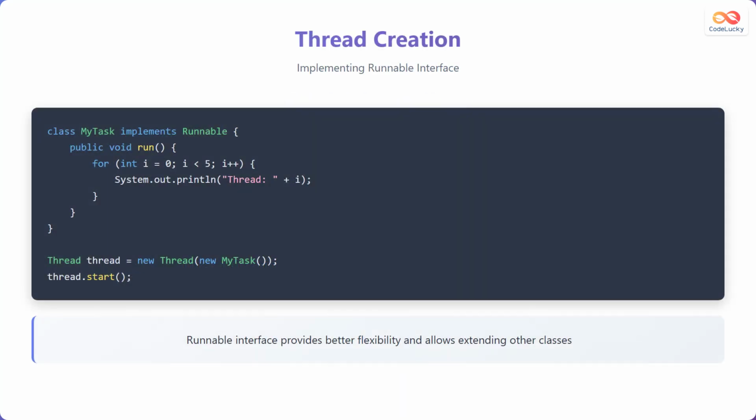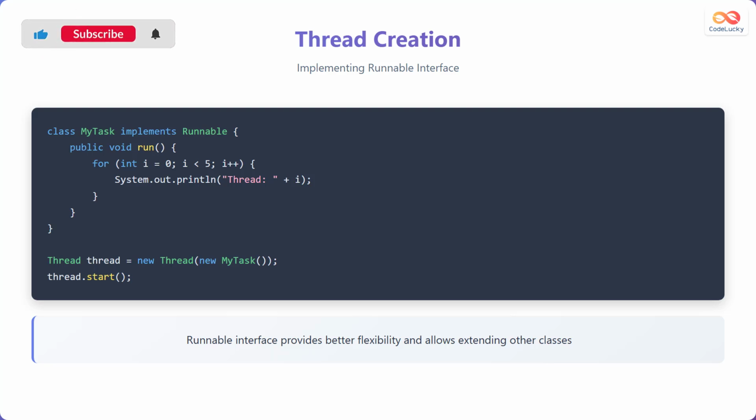Here's how to create threads using the Runnable interface, which is the recommended approach. The MyTask class implements the Runnable interface and overrides the run method. The run method contains the code that will be executed when the thread starts. In this example, the thread prints numbers from 0 to 4.